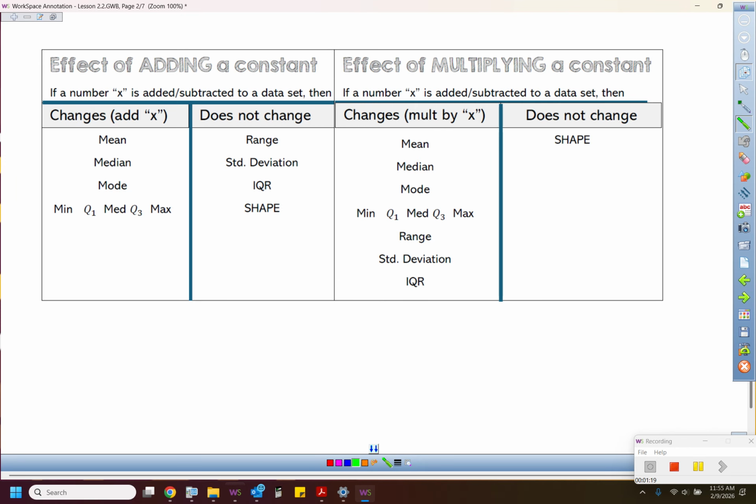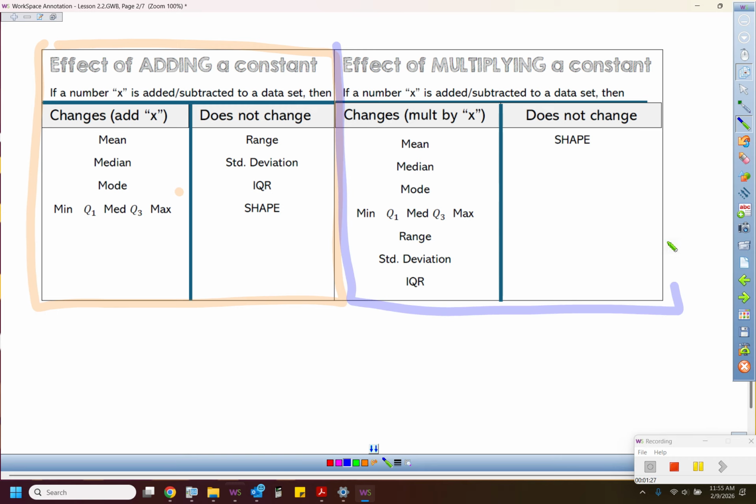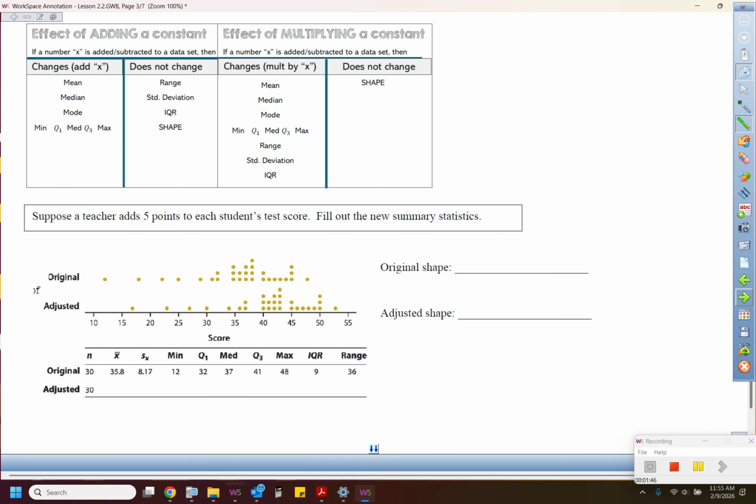Instead of us filling this out and taking a bunch of time, what you need to understand is how to use this chart. There are 2 things that could happen. You either add a constant, like this teacher just did, he added 5 to the test, or, as you also saw in the activity, he multiplied, he doubled everybody's score, some sort of multiplier. The chart shows what changes and what does not change. So the easiest way to do it is to just dive in.